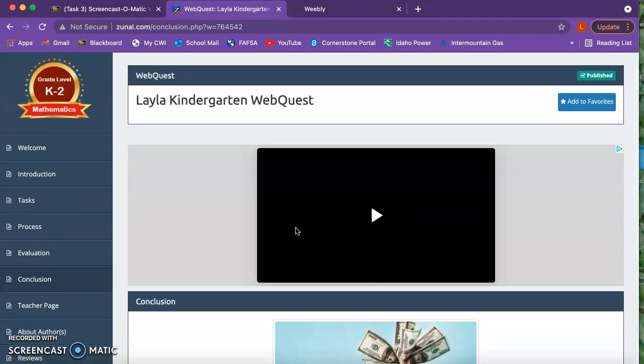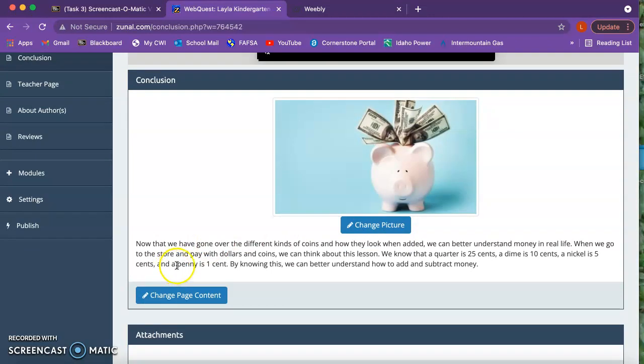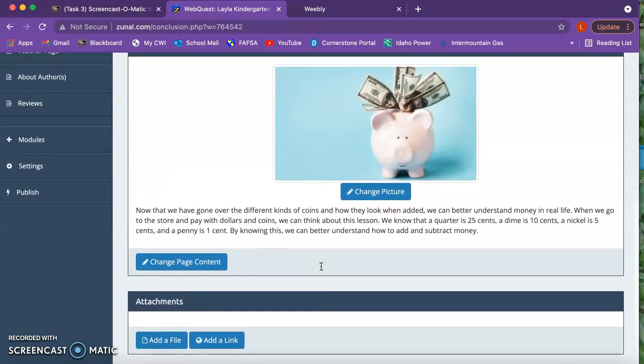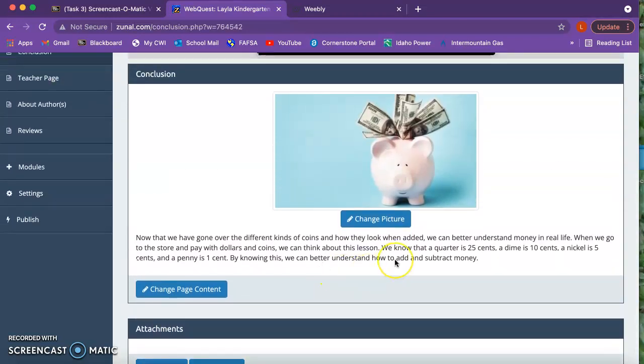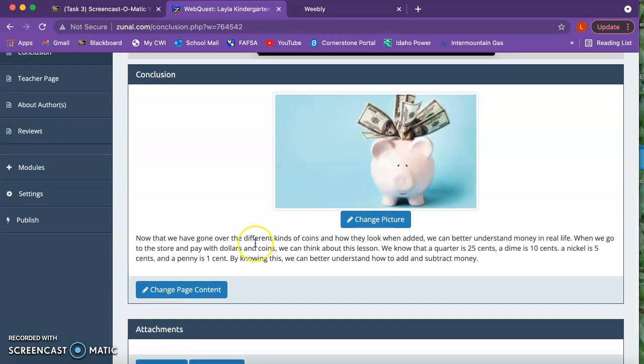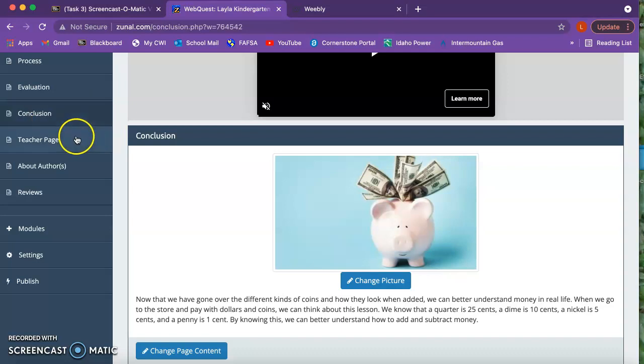Okay. And now it brings us to the conclusion. So what we've gone over here is the different coins and how they look when they're added. This makes it so we can better understand money in real life. When we go to the store and pay with dollars and coins, we can think about this lesson. Know that a quarter is 25 cents, a dime is 10, a nickel is 5, and a penny is 1. So we can add and subtract those to get different money values.